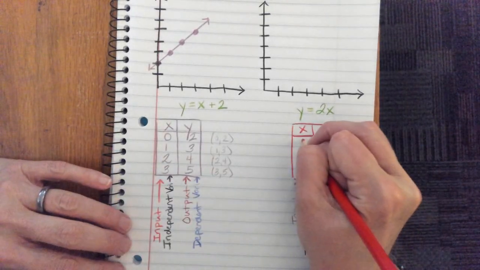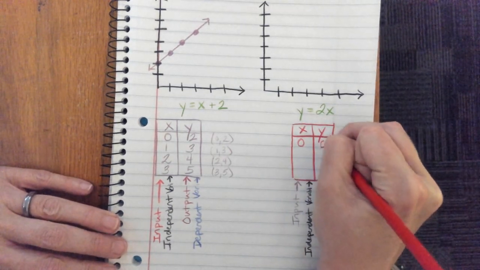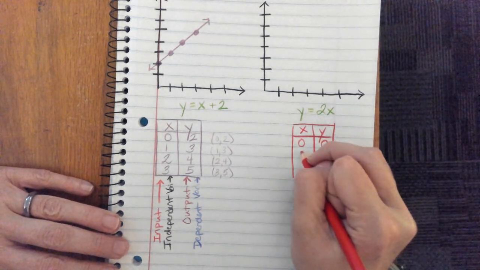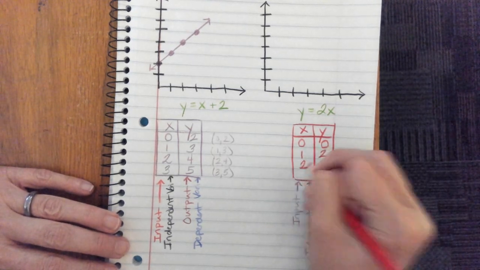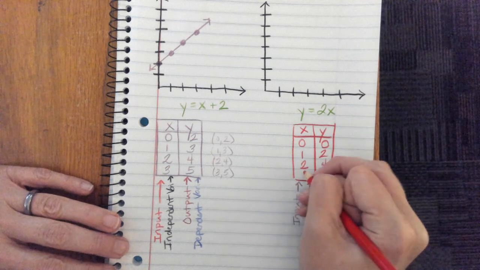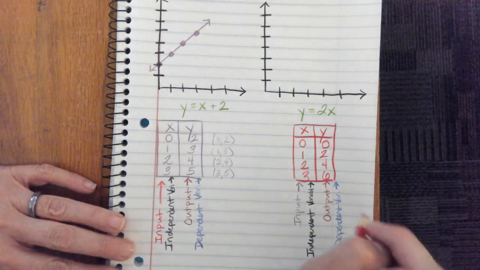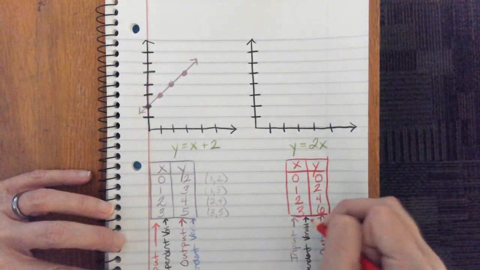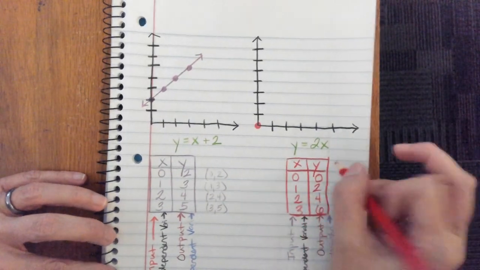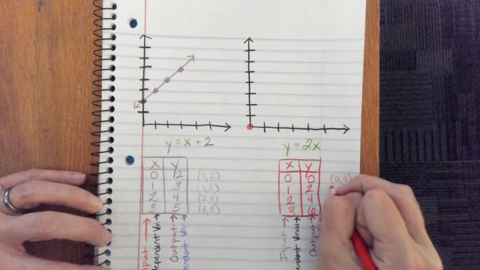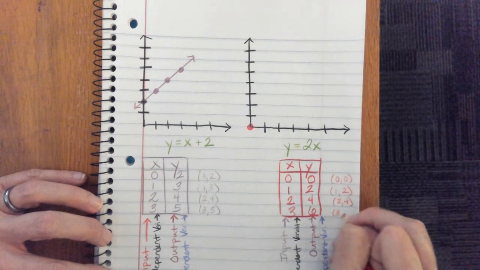So, if I put 0 in, y equals 2 times 0. 2 times 0 is 0. If I put 1 in, 2 times 1 is 2. If I put 2 in, 2 times 2 is 4. And if I put 3 in, 2 times 3 is 6. Okay? And then I can graph this. So right here, start with (0, 0). Of course, that's the origin. And then, oh, sorry, I meant to write these out. (0, 0), (1, 2), (2, 4), (3, 6).